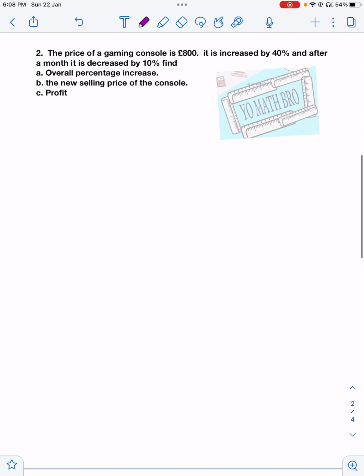This is the second question in which the price of a gaming console is £800. It is increased by 40% first and then after a month it is decreased by 10%. Find the overall percentage increase, again the selling price and the profit. No issues. Let us start with solving the A part. Let the original price be £100. First condition, it is increased by 40%.